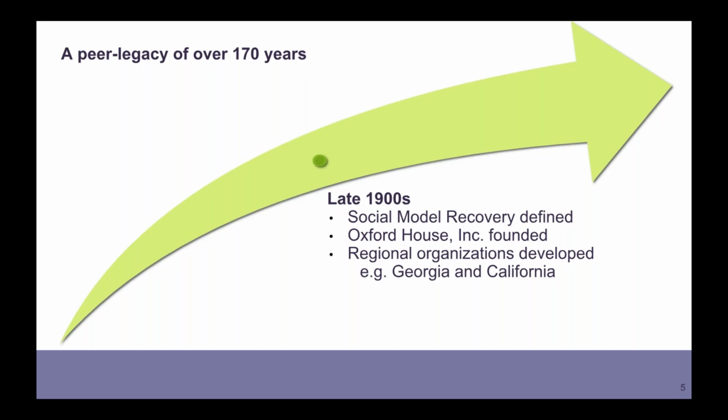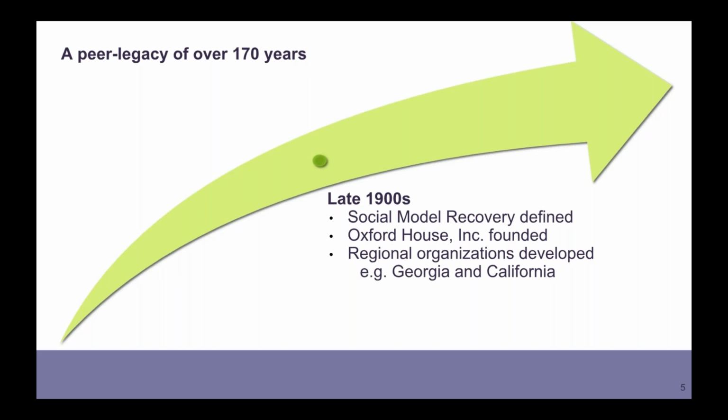So on to the late 1900s, where research on recovery residences really helped define the social model, and social model homes and programs evolved. Oxford House, which is a franchise of democratically operated recovery residences, was founded in 1975, and that model has been replicated across the United States and also in other nations as well.